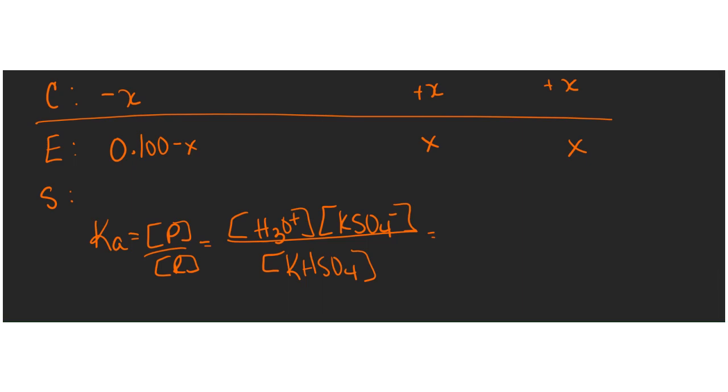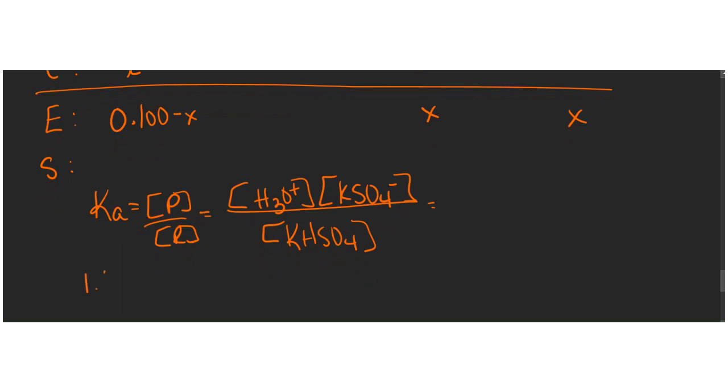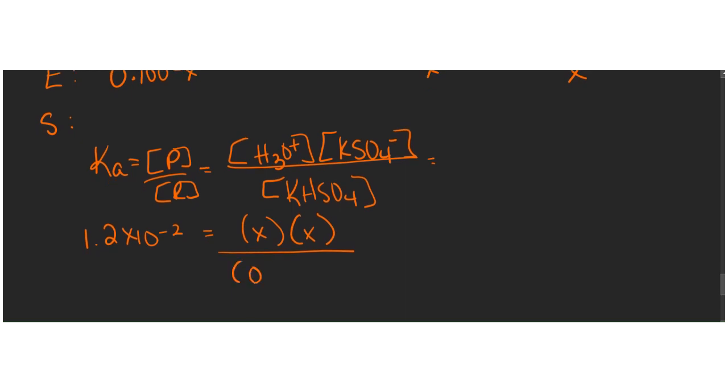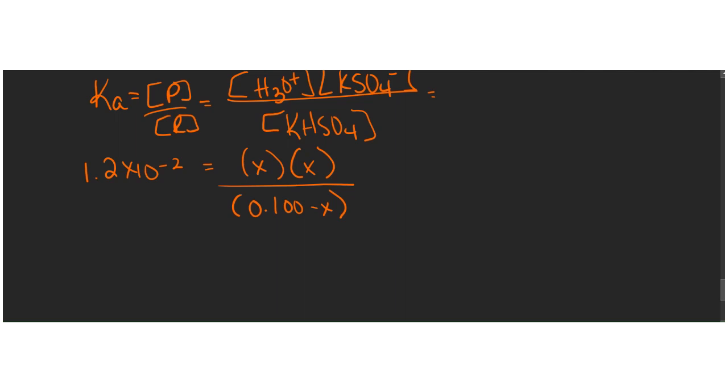Substitute, right? So Ka, my value is 1.2 times 10 to the negative 2. Hydronium ion is x. SO4 negative is x. And bottom should be 0.100 minus x. I can't ignore x because, well, Ka is just not fitting my parameters for ignoring, right? So then I just simplify and clean it up, right?